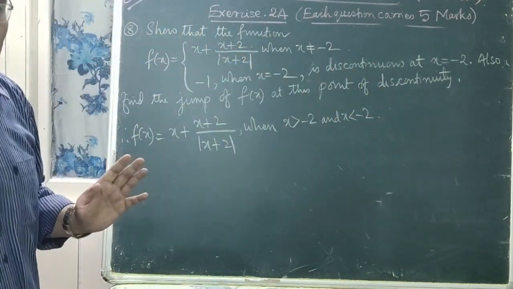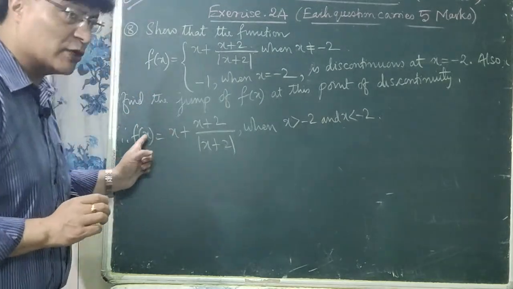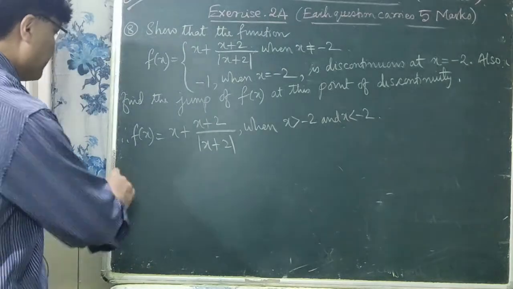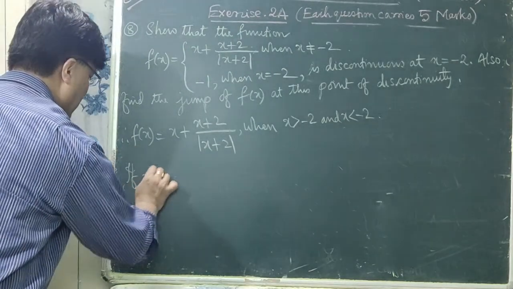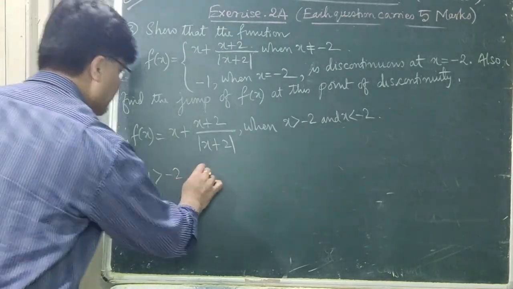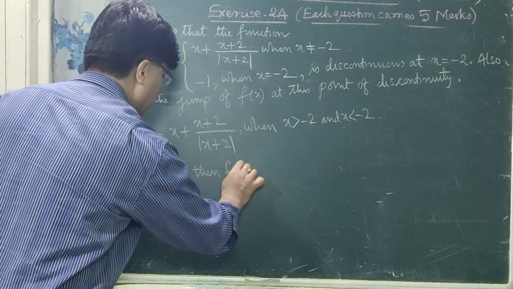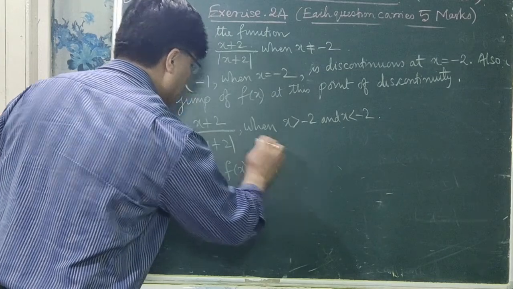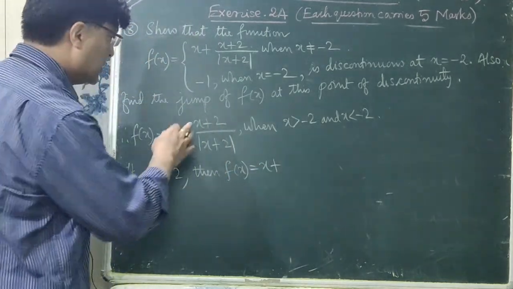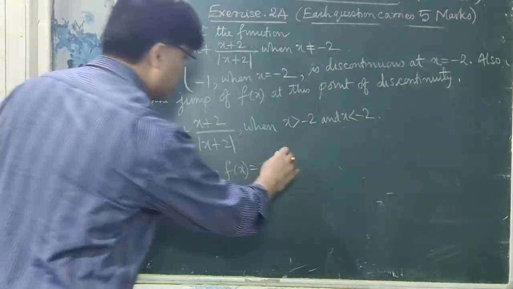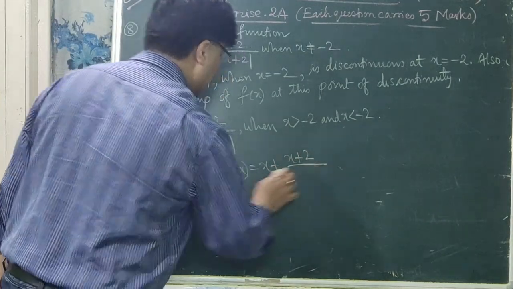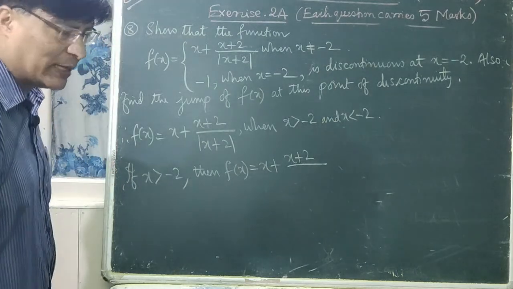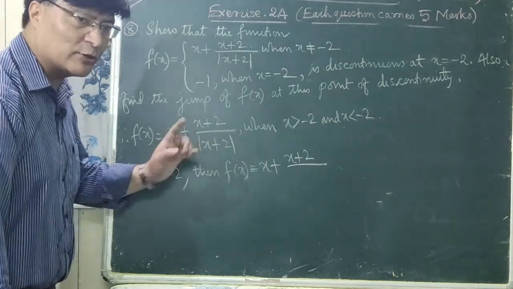Is it clear now? So let us simplify this function f of x when x is greater than minus 2, right? So if x is greater than minus 2, then f of x is equal to, this x remains the same because this does not include a mod sign. So x plus 2 divided by, so this x plus 2 includes a modular sign, okay? So modular sign means its value should be positive.